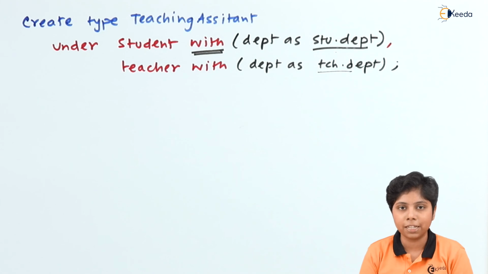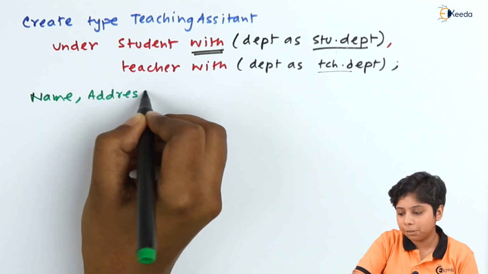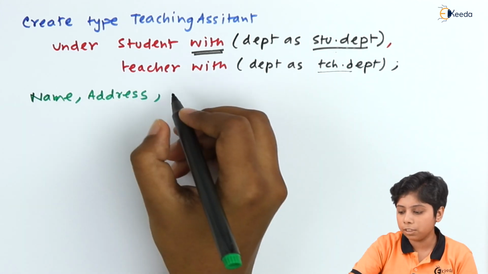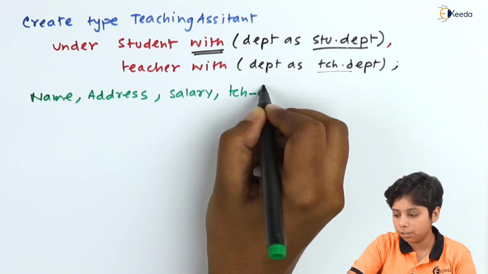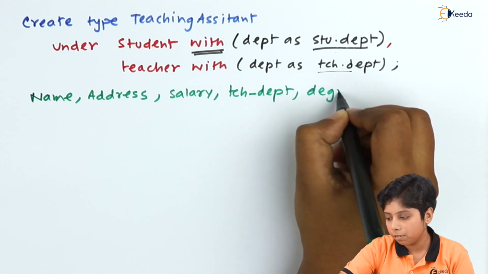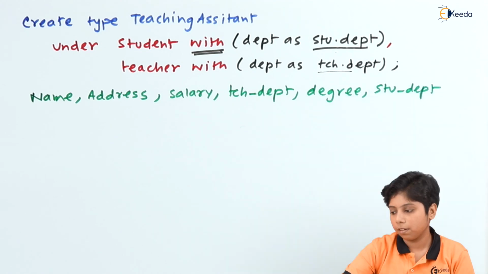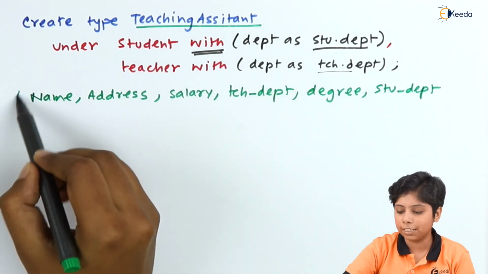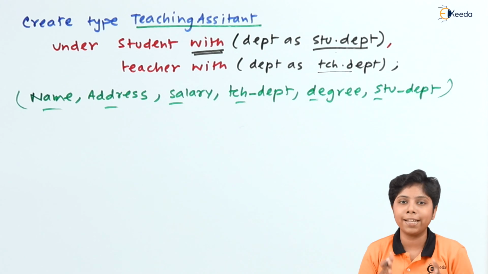Now in teaching assistant, we have the following attributes. The name, address as being a part of the person. For the teachers, it has the salary and the TCH department. For the student one, it has the degree and the student department. So now the relation teaching assistant can refer to any of these attributes with a dot operator being an exclusive part of it. So that is all for the type inheritance in SQL along with the structure type.